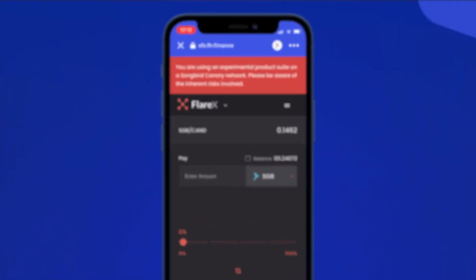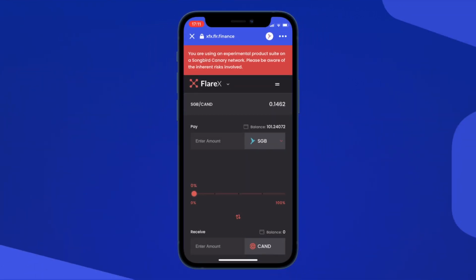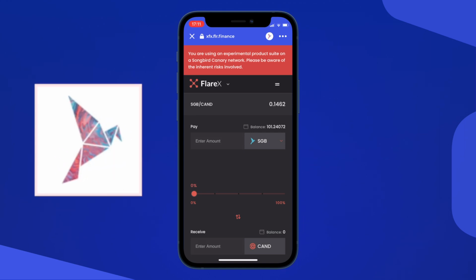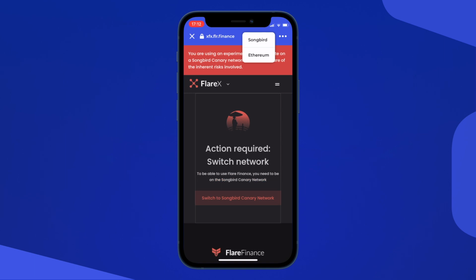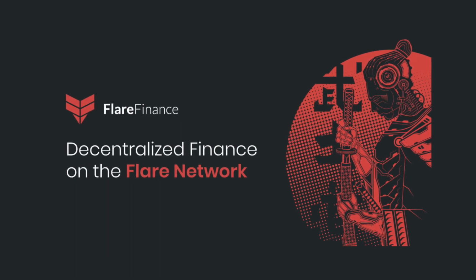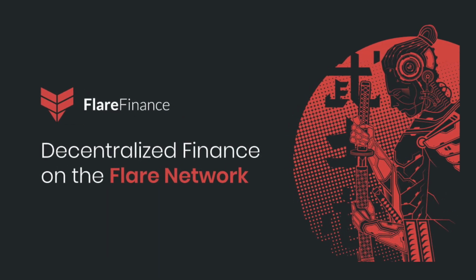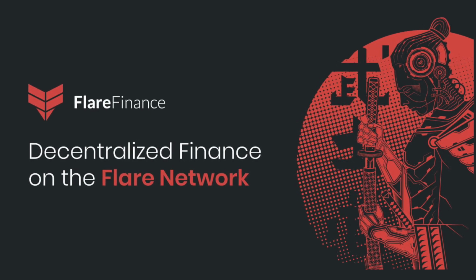Now, some of you may have an issue connecting, and that's likely because you're using the wrong network. If you look at the top here, you can see the Songbird logo for me, but sometimes people connect with Ethereum, and this will cause problems because the Flare Finance platform is obviously built on the Songbird network. So just click that and click on Songbird. Now, going forward with this tutorial, everything will be the same, no matter if you're using a mobile application or a desktop browser. So let's jump in.